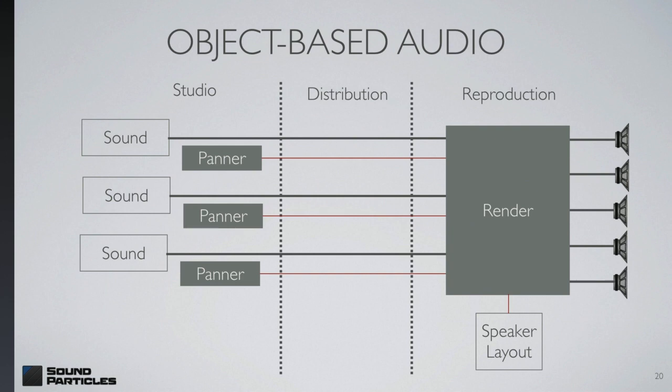So you get this parametric information, this metadata. You distribute this metadata also, and then during reproduction, based on the speaker layout that you have, that's where you're actually going to do the final render of everything. If the sound should come from here, and in my room I actually have a speaker there, then I'm going to use that speaker to reproduce the sound. If I have another speaker there and another there, then I'm going to use both of them to reproduce the sound. So essentially, it's a system that works with every single layout.